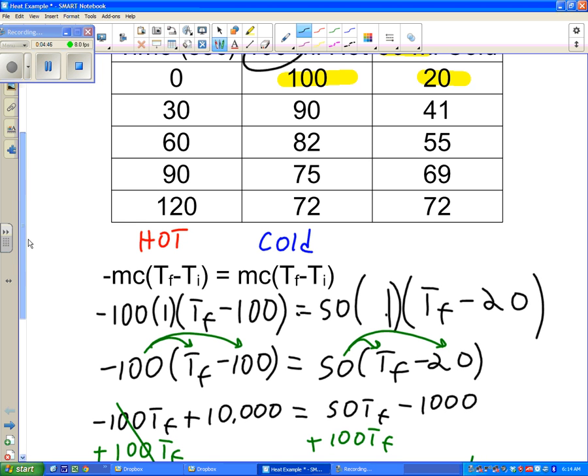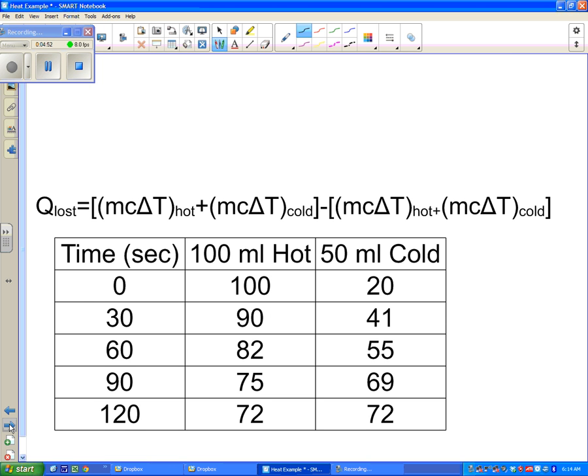Well, it went a couple of places. We lost it into the styrofoam container. We lost some of it to the air. And what we're going to do now is calculate how much heat we lost. So here's our data table again, and we have our equation. For the heat lost, we're going to find the heat we had at the start, and we're going to subtract it from the heat we had at the end.